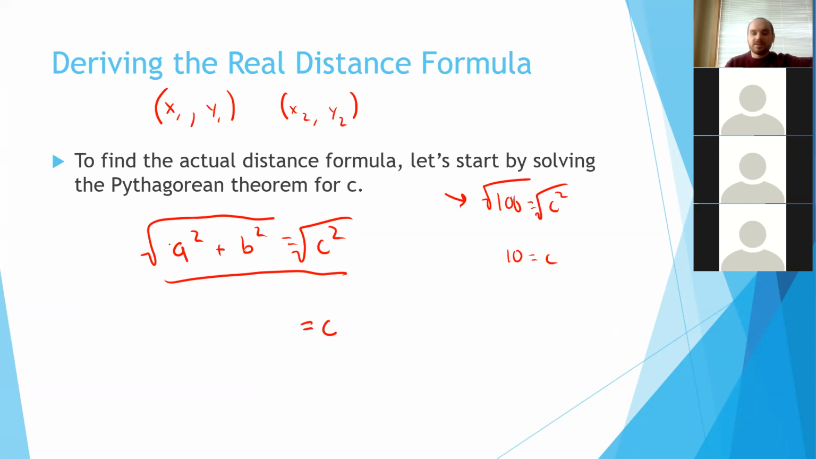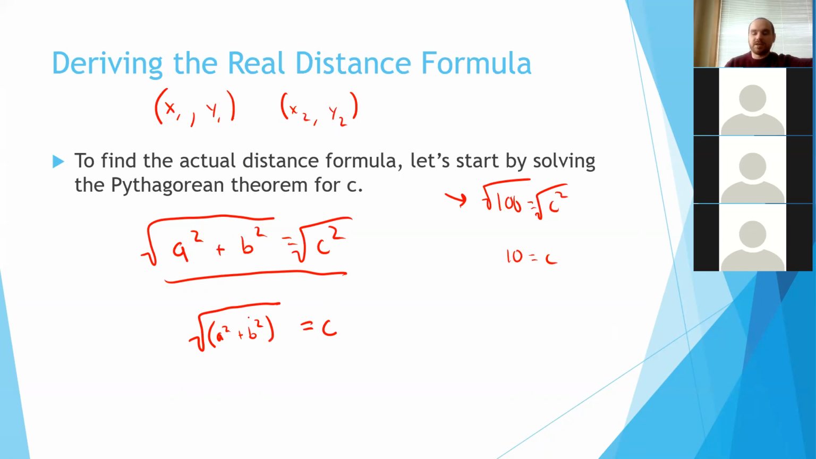Now, we can't just square root a squared and square root b squared, because if we do that, what we're going to get is c equals a plus b, and that is definitely not true. But we can do this. So c equals the square root of a squared plus b squared.